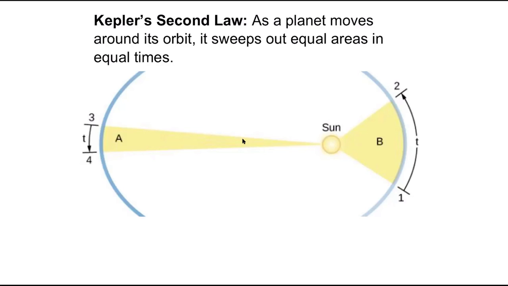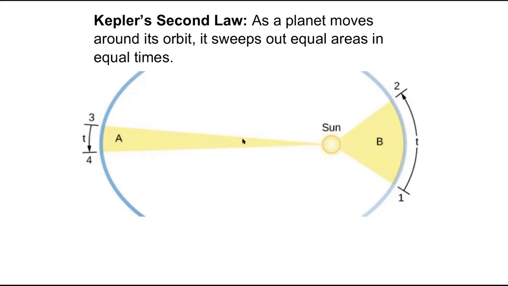As a planet moves around its orbit, it sweeps out equal areas in equal times. What does that mean? If you stretched a string between the sun and a planet, you could imagine that string sweeping out an area as it moves around the sun, right? So for instance, this area A is swept out in the time that it takes this planet to go from point 3 to point 4. And this area B is the area that is swept out in the time it takes this planet to go from point 1 to point 2.